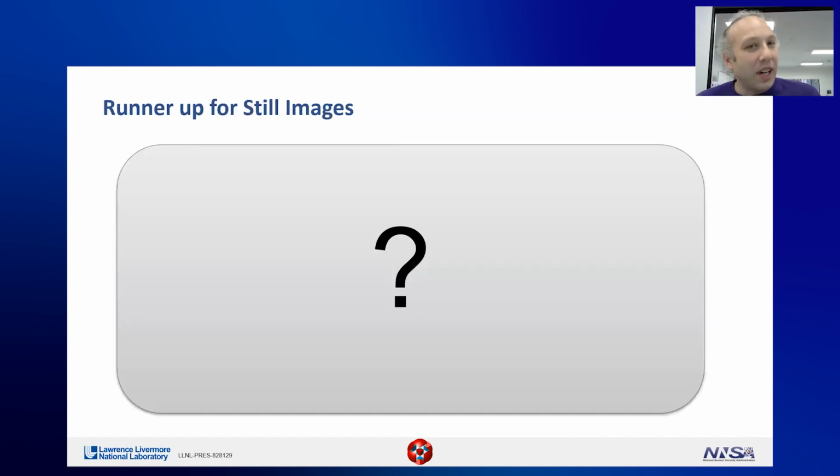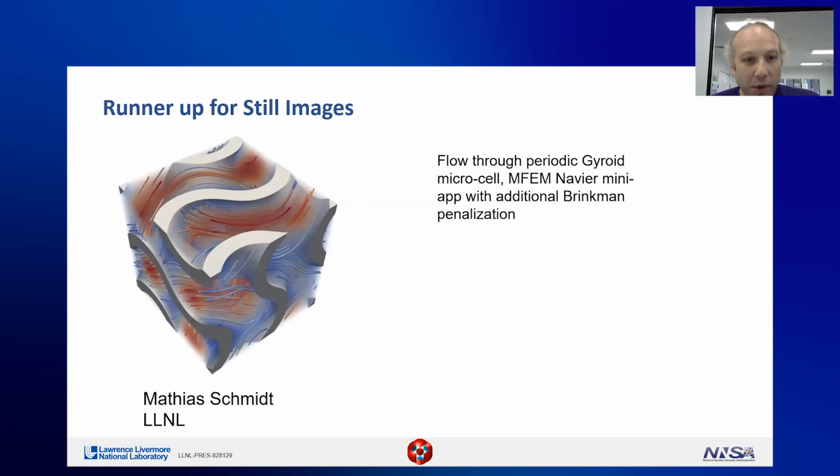Okay, so we've got two categories. We've got still images and animations. So the runner-up for still images was Matthias Schmidt here at Lawrence Livermore. He's got a flow through a periodic gyroid microcell, and he's solving the flow with the Navier mini app with this additional Brinkman penalization. So this is one of the coolest applications of periodicity using MFM that I've seen.